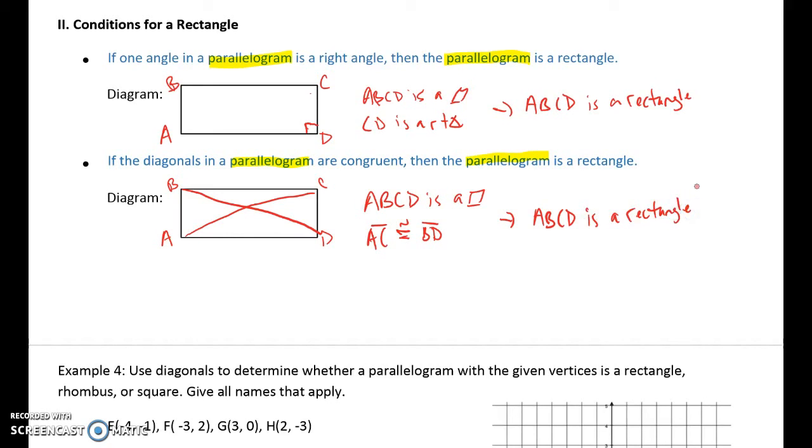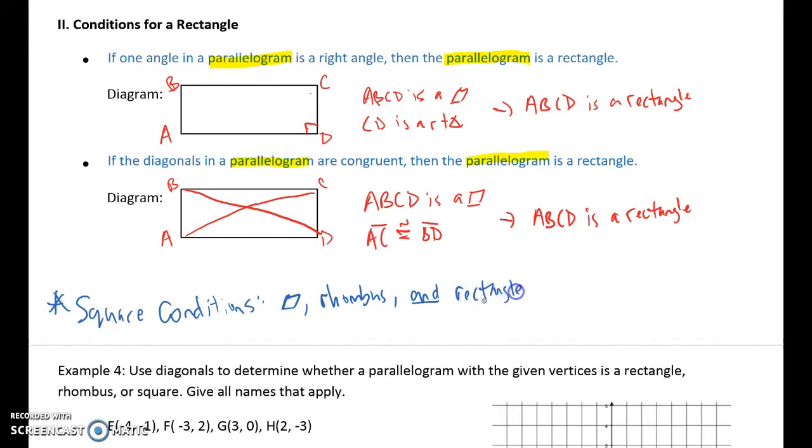Okay? So now we know our conditions for rectangles and rhombuses. I want to give you one note though. So if I want to prove something is a square, remember a square, the conditions for a square are it has to be a parallelogram, rhombus, and rectangle. So you'd have to show all 3 things. So we'd need to know, for example, the diagonals bisect each other, and one pair of consecutive sides are congruent, and the diagonals are congruent, right? So you need to have 3 things to show it's a square.